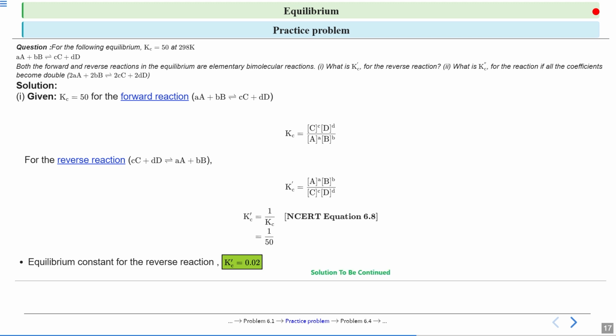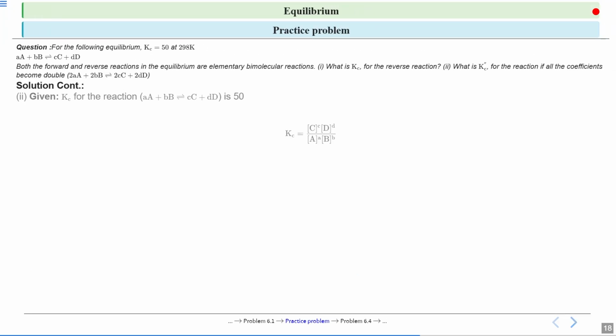Moving on to the next situation. In this case, we have kept the equation the same, but what we have done is multiplied the whole equation by 2. If you calculate K''c, which is the new equilibrium constant, then you will get the concentration of C raised to the power 2c rather than c, the concentration of D raised to the power 2d, the concentration of A raised to the power 2a, and the concentration of B raised to the power 2b. Isn't it? We can take this 2 common. You can see that I have put this 2 outside the bracket.